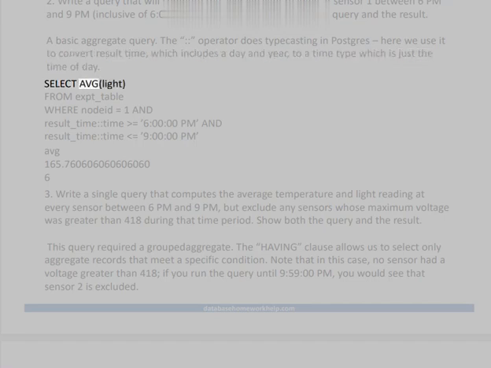Select AVG(light) from exp_table where nodeid = 1 and result_time::time >= 6 p.m. and result_time::time <= 9 p.m. Average: 165.76060606060606060.